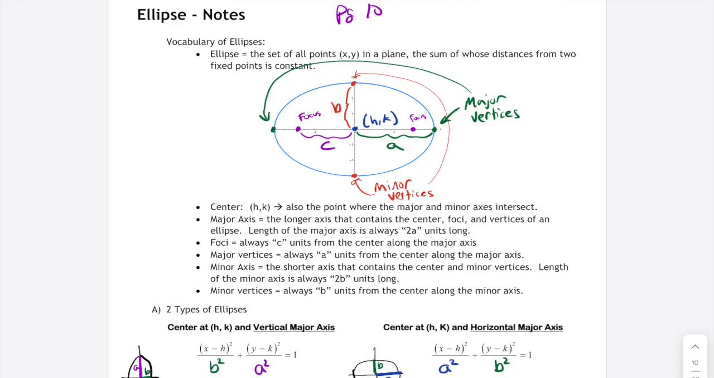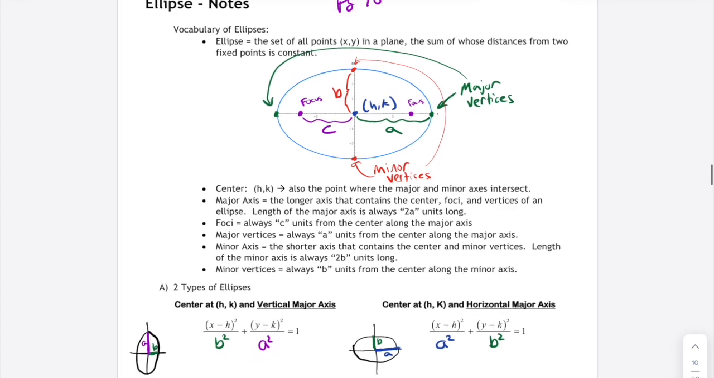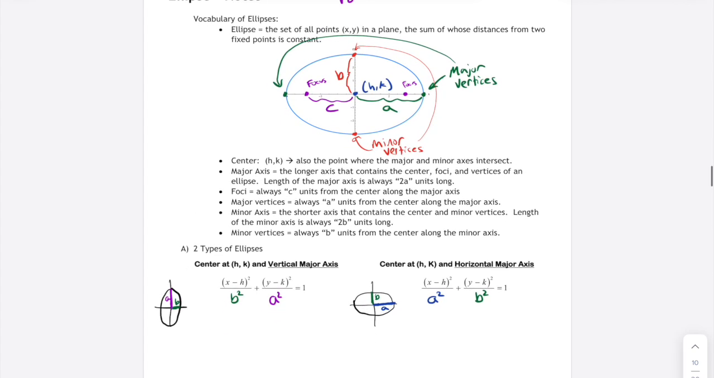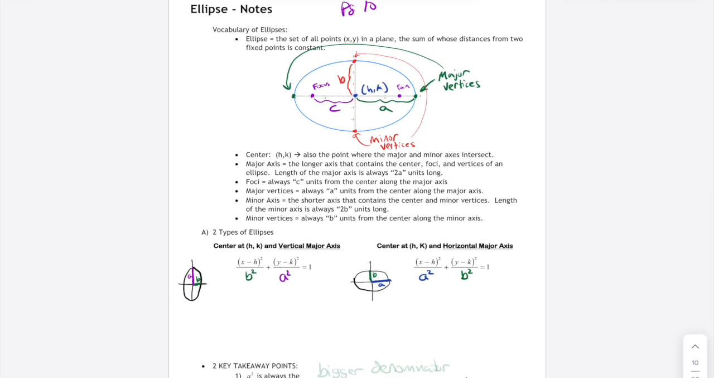So I hope this gives you a little bit of a preview of how we're going to graph these, right? So the a squared number tells us how far to go in the x direction or the y direction, depending on which one's bigger. And the b squared number tells us how far to go in the other direction from our center. So a is just the bigger one, and b is the smaller? a is the bigger one, b is the smaller one. Okay? And that is our key takeaway point: a squared is always the bigger denominator.